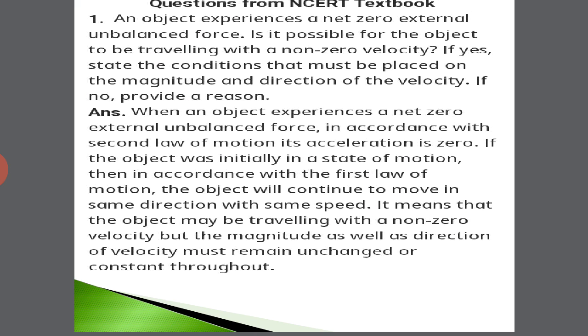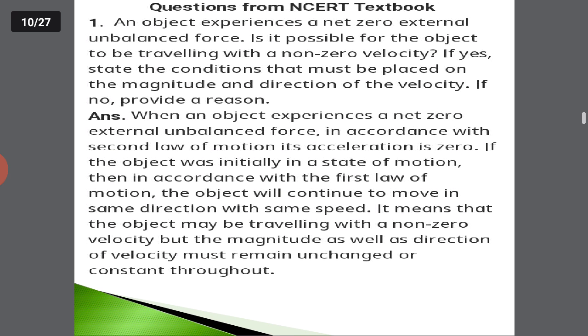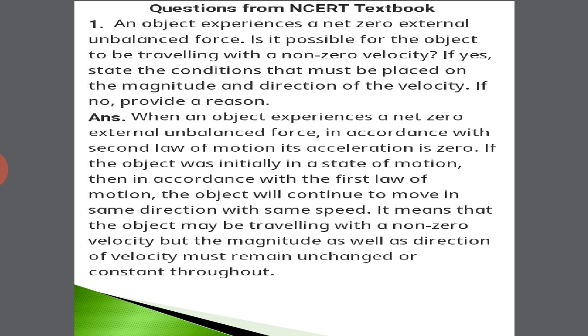An object experiences a net zero external unbalanced force. Is it possible for the object to be traveling with a non-zero velocity? If yes, state the condition that must be placed on the magnitude and direction of the velocity. If no, provide a reason. When an object experiences a net zero external unbalanced force, in accordance with second law of motion, its acceleration is 0. F is equal to ma. If F is 0, then m can't be 0, so a will be 0.